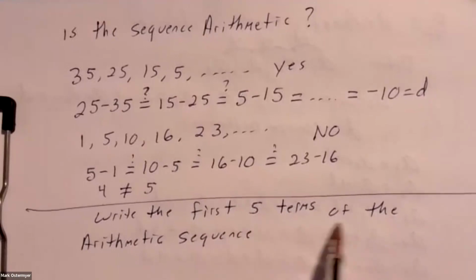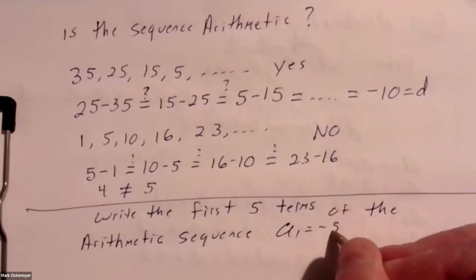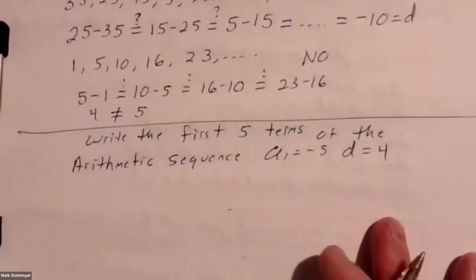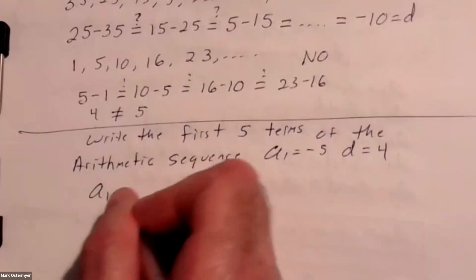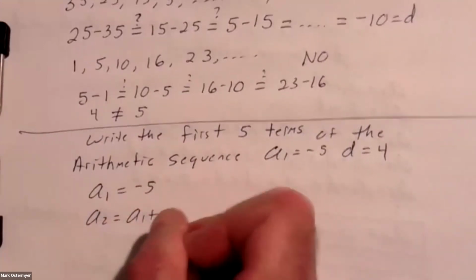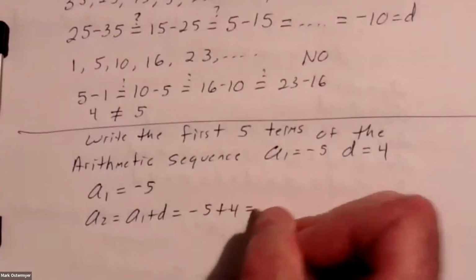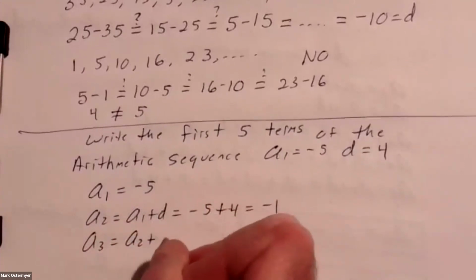All right, I want to write the first 5 terms of the arithmetic sequence, where I'm going to give you the first term is negative 5, and I will provide you with the common difference of 4. So how do we write the first 5 terms? We know the first term is negative 5. The second term is going to be the first term plus the common difference, which is negative 5 plus 4, which is negative 1.